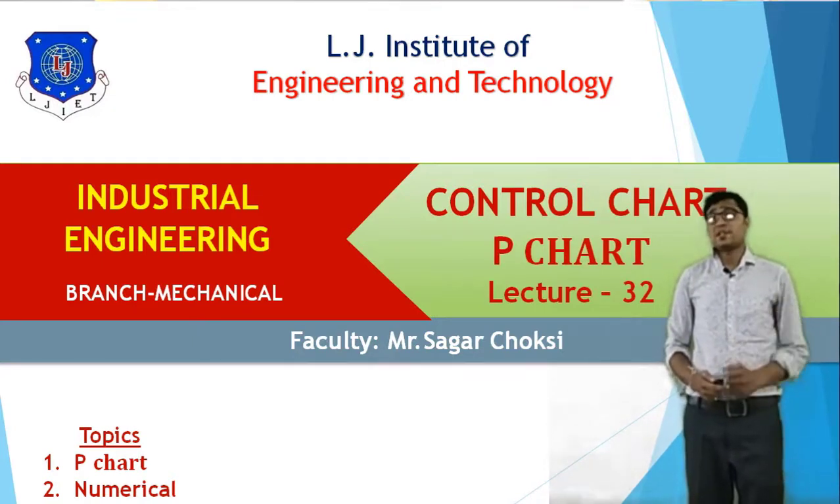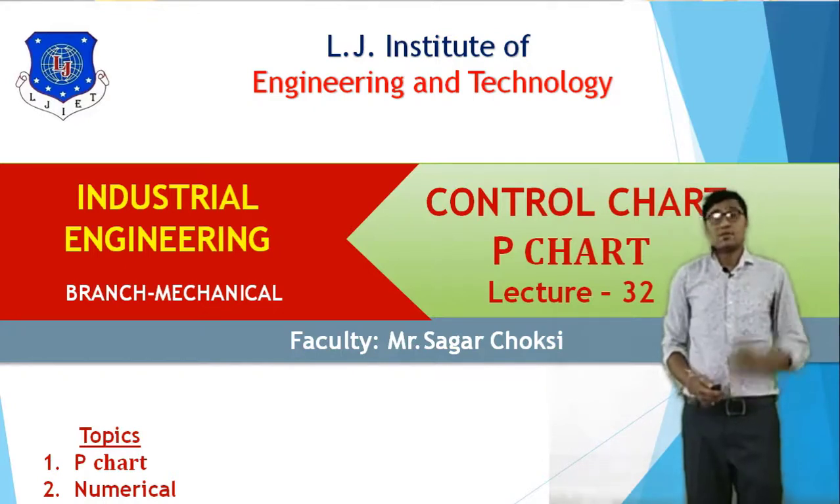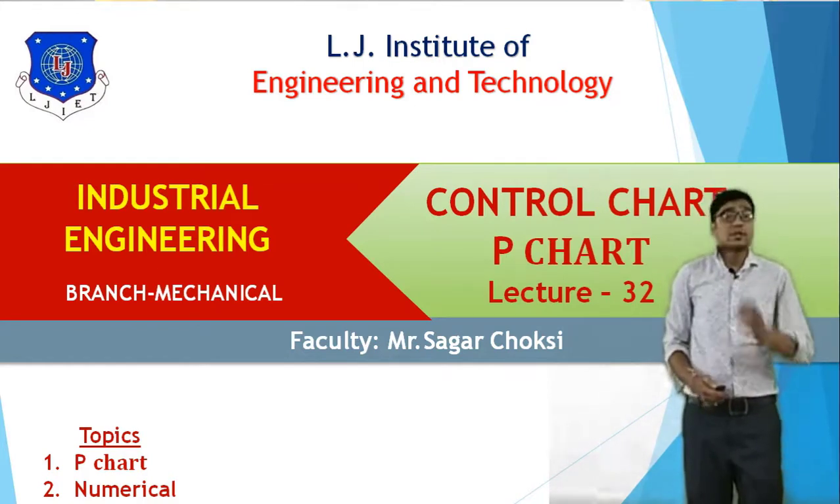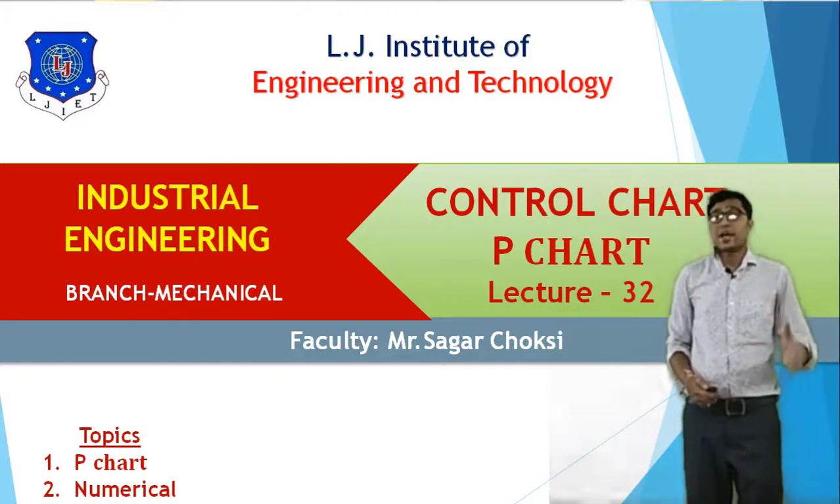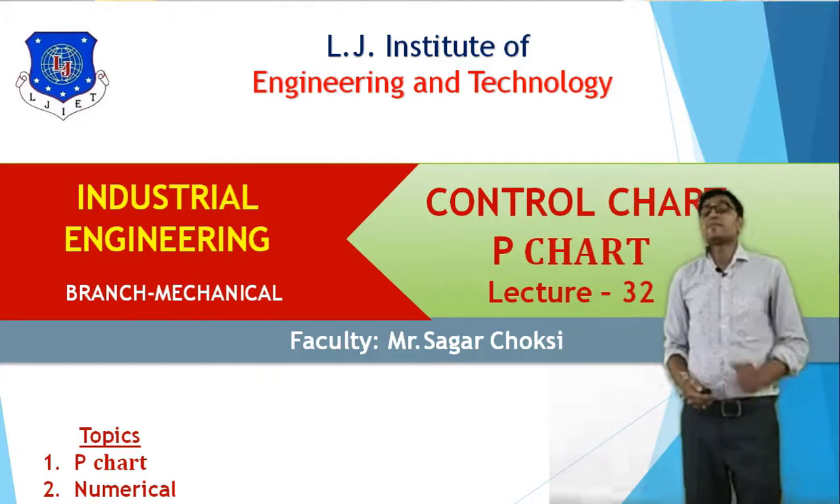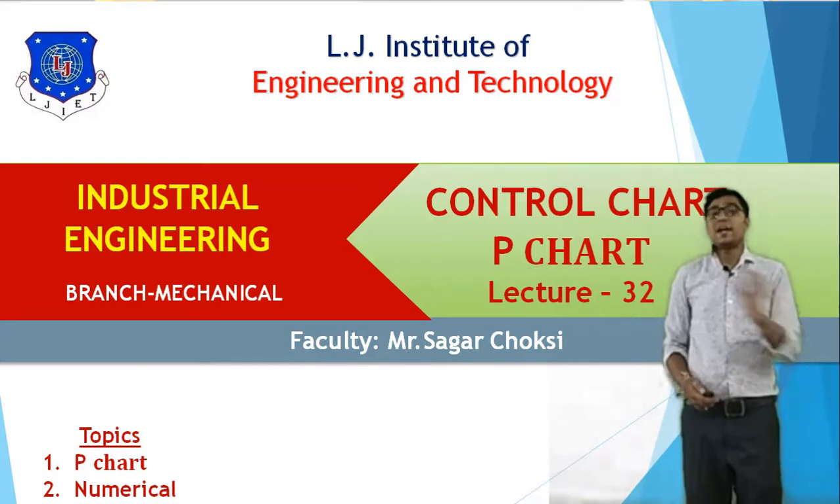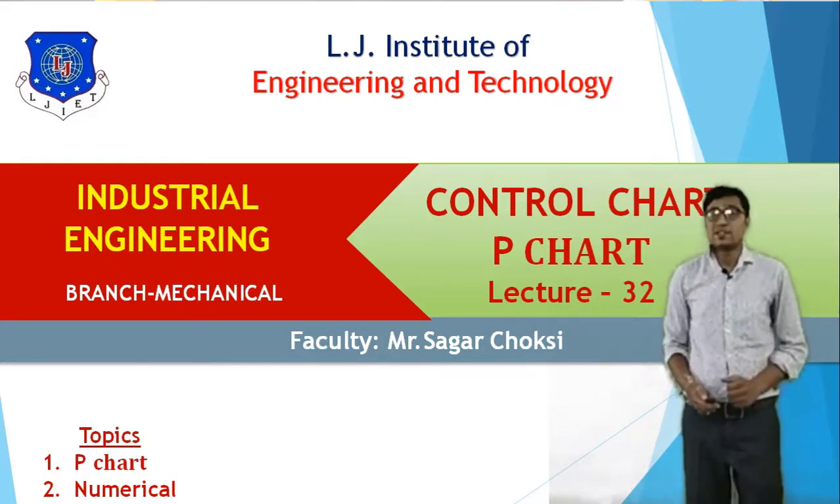So in the last session we started a new concept related to control charts, and we have already completed the X bar and R chart, which is related to the variable chart. In today's session we are going to discuss the attribute chart related to the P chart: the steps to find out the P chart, and number 2, a numerical. So let's start lecture number 32, related to control chart (P chart).